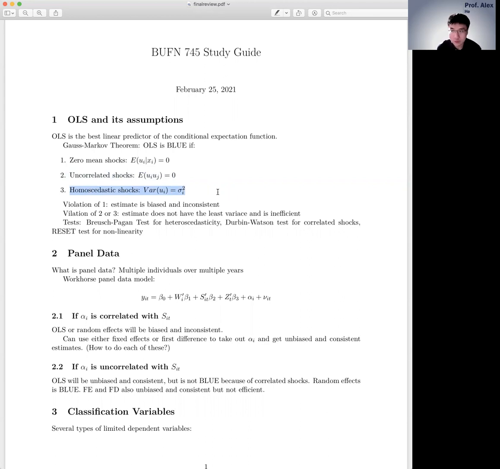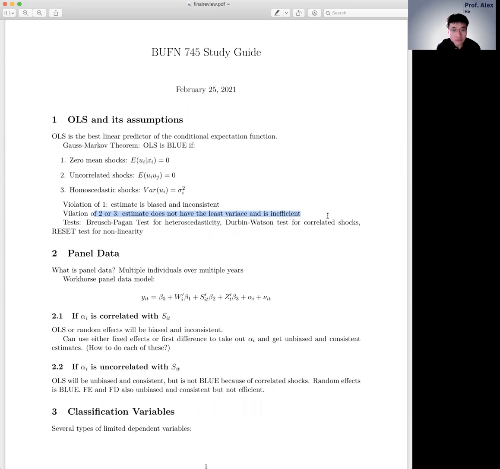And if you violate the first condition, you will have a biased and inconsistent estimator, which means that the expectation of your estimate is not the true parameter, and also it will not converge to the true parameter. If you violate the second one or the third one, then you still have an unbiased estimator. However, it does not have the smallest variance, so it's not efficient.